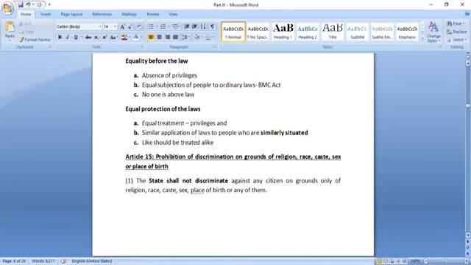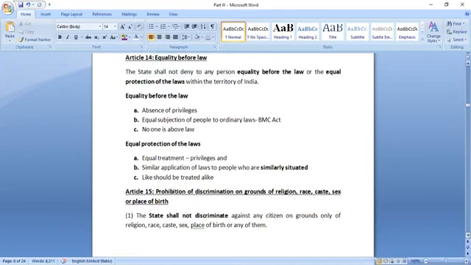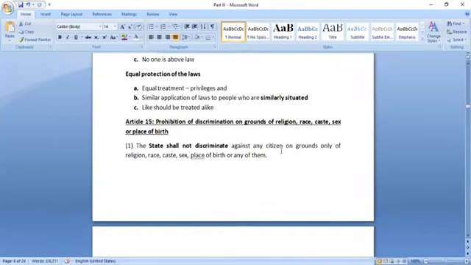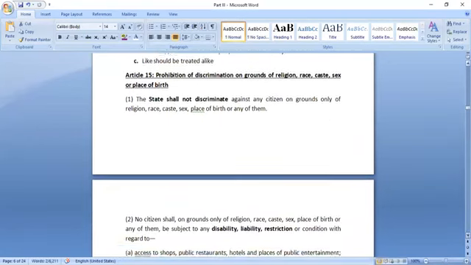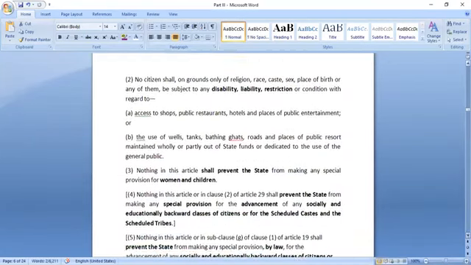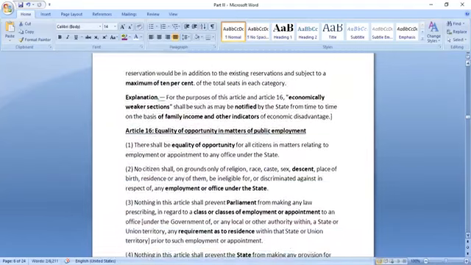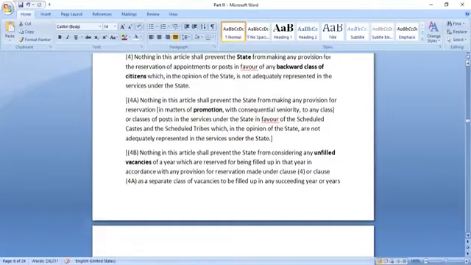For Articles 15 and 16, you should remember the grounds based on which the state shall not deny. Under Article 14, you would see it mentions the state shall not deny to any person. That means it is applicable to non-citizens also. But under Article 15 and 16, it is mentioned citizen. That means these two rights are specifically applicable to citizens of India only. Only Indian citizens can enjoy this right.